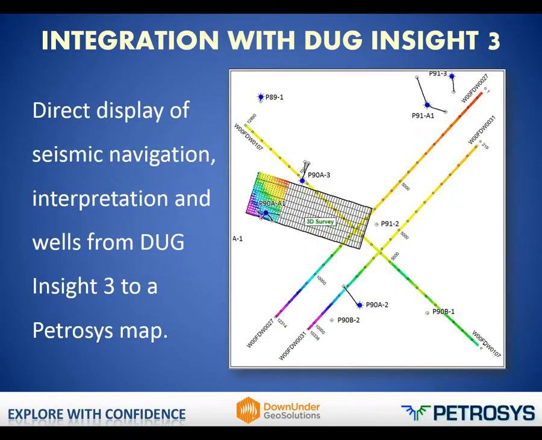So when you're in the mapping module of Petrosys, you can directly display your seismic navigation, both 2D and 3D, from a Doug project. You can also directly display your well data. And you can see in the example here, I've got 2D data, 3D data, and well data, all coming from Doug, but displayed on a Petrosys map.